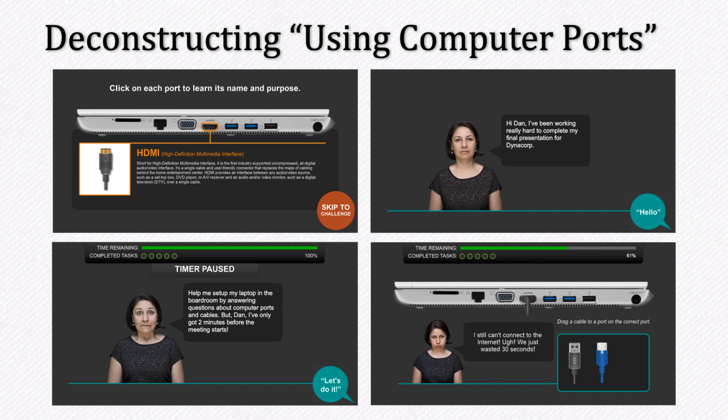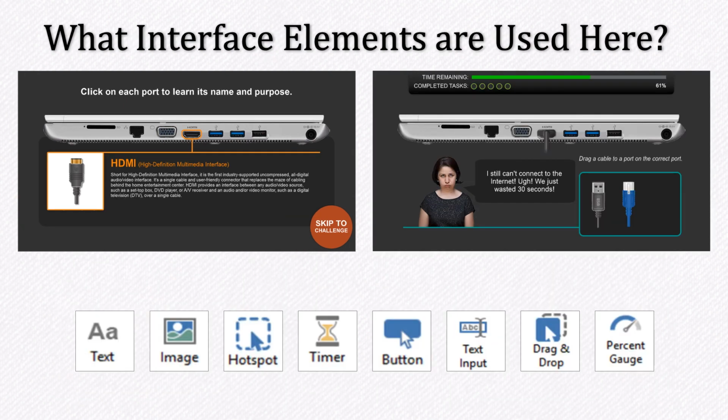On one level, this example is nothing more than text and pictures. However, on another level, it is so much more than that. It is actually a carefully designed interactive multimedia experience. So what interface elements are needed to create this experience from the ground up?